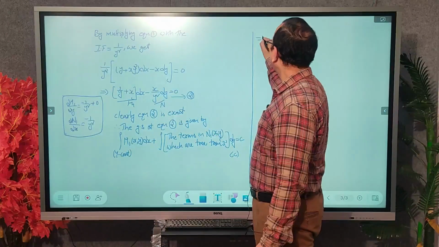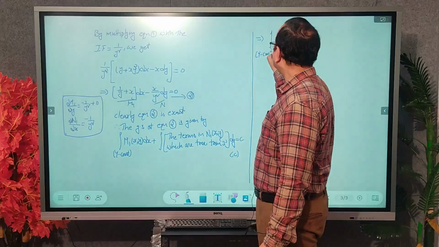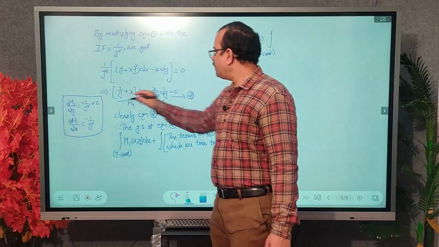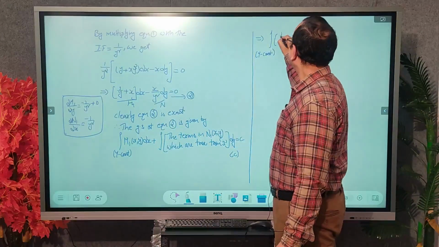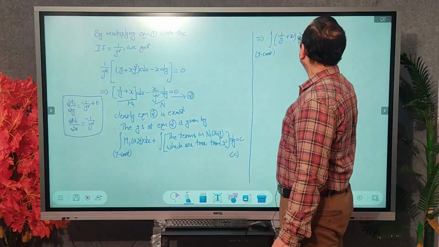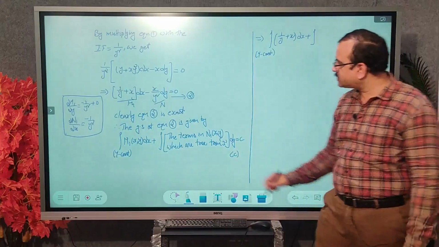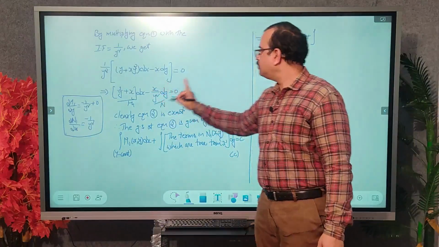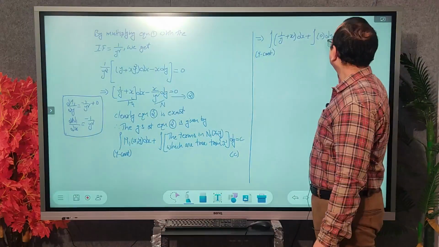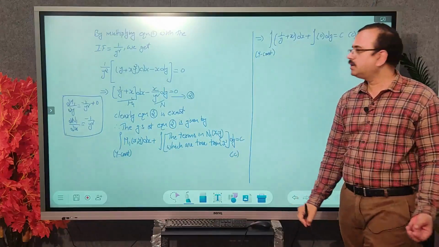So now you substitute all the values, in the sense you substitute what is m1 and what are the terms we have to take from n1. So m1 here we have 1 by y plus x, so this is integral of 1 by y plus x into dx, plus integral over, so in n1 we have to take the terms which are free from x, so there are no terms here, only one term we have, in that one also we have x, so therefore we will get only 0 into dy is equal to c, where c is an arbitrary constant.